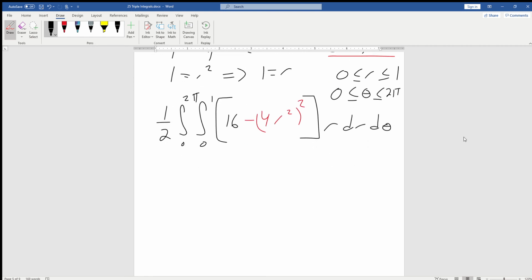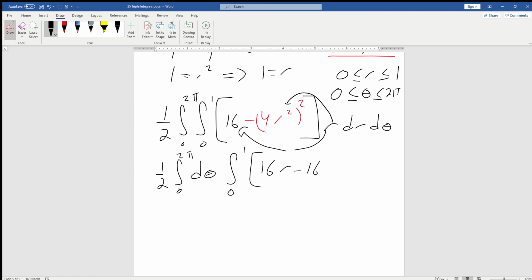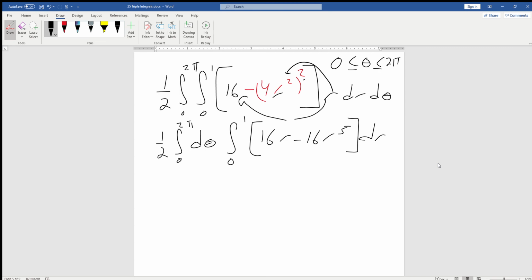All right, now it becomes really easy to evaluate. I'm going to separate the d theta, so we have 1/2, integral 0 to 2 pi, and then we just have our d theta. Then we're going to have the integral 0 to 1 of the quantity 16r, so I distribute the r to this 16, and then minus 16r to the 5th. The 16r to the 5th comes from r squared squared, so that's r to the 4th, and then one more r from the distribution, dr. Now it's just an elementary polynomial to evaluate. We're going to have 1/2. This just becomes 2 pi, as we've seen a number of times. We're going to get 8r squared minus 16/6 r to the 6th. And r is going to range from 0 to 1.